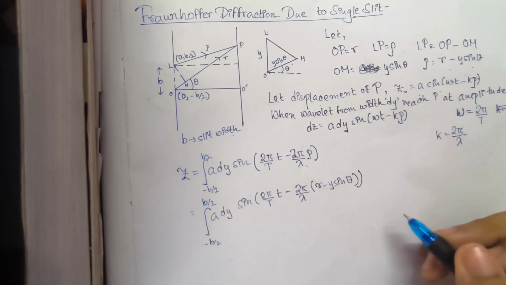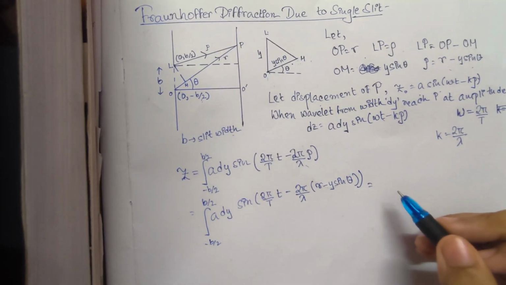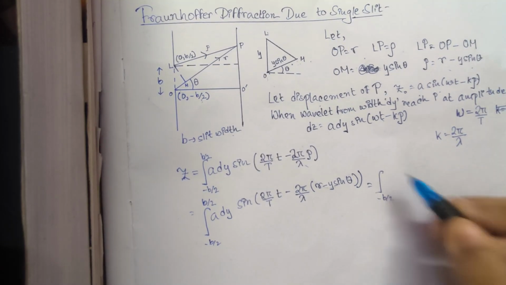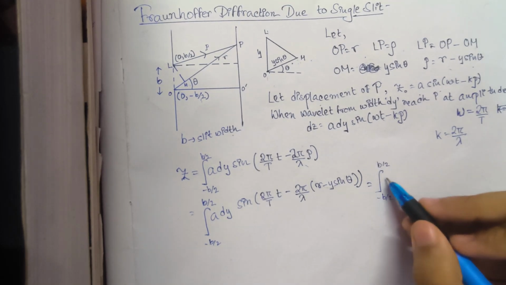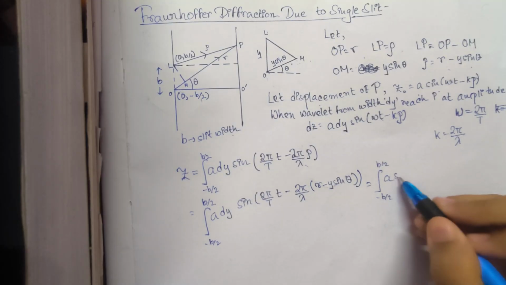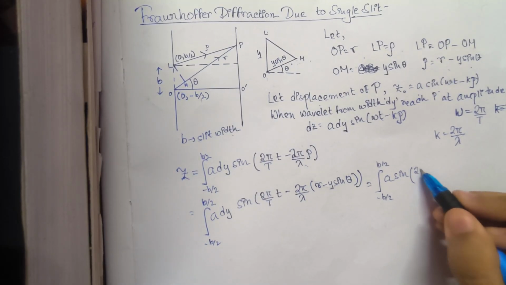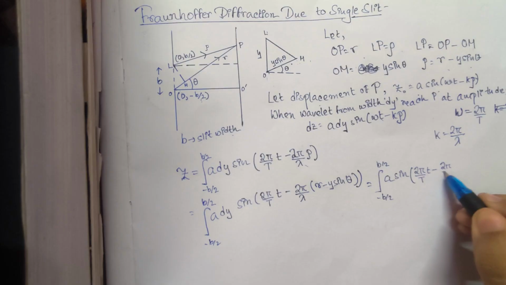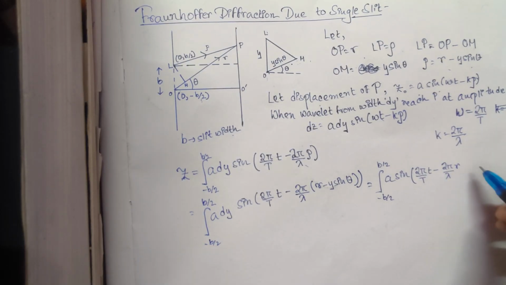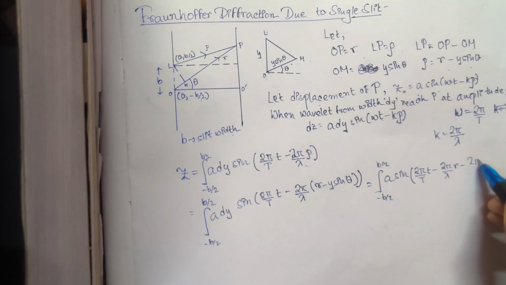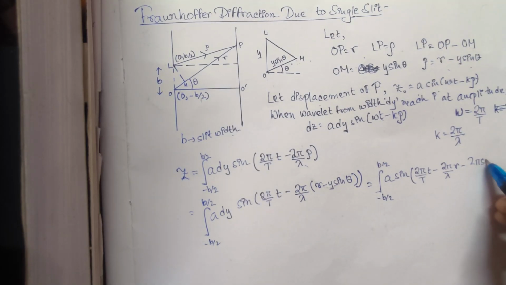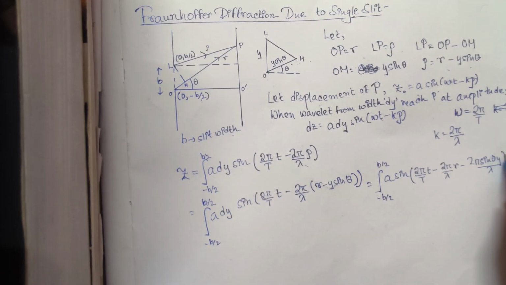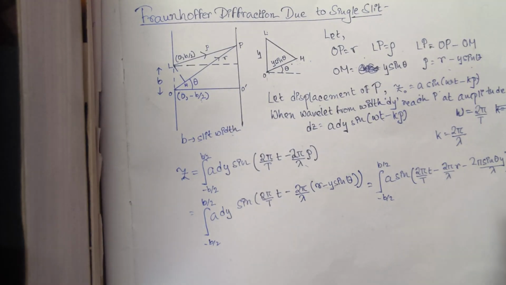So what we can write is the integral from minus b by 2 to plus b by 2 of a sine of (2 pi by capital T minus 2 pi by lambda r minus 2 pi sine theta y by lambda) in t. So we can write it like this.